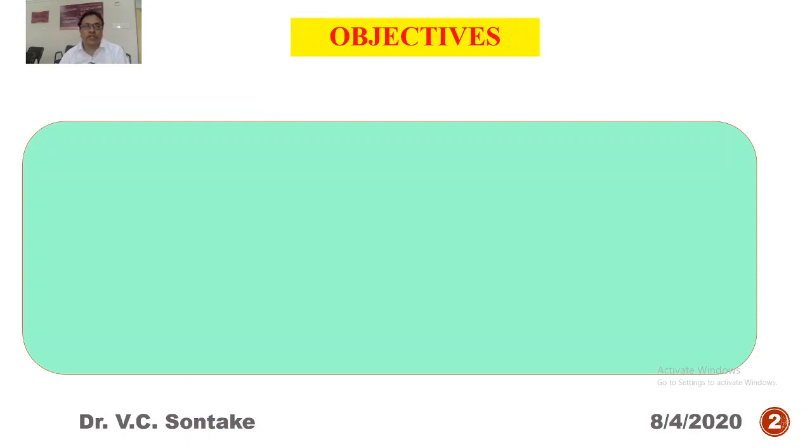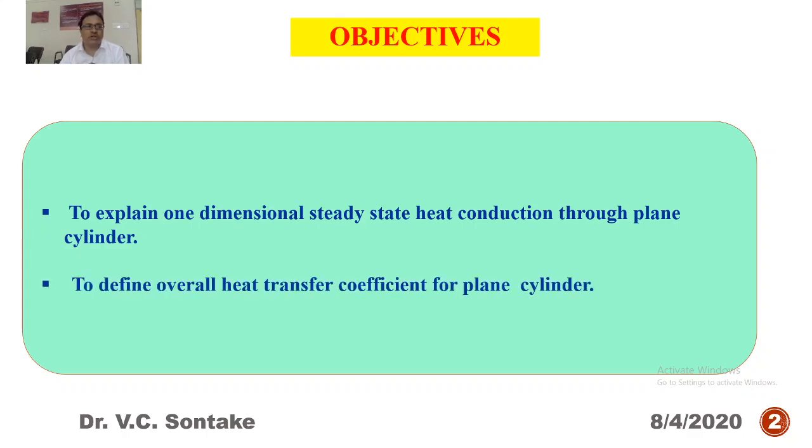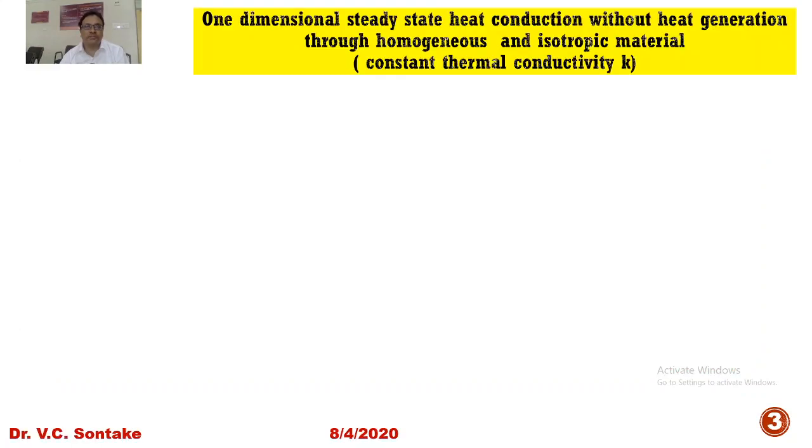Following are the objectives of this video lecture. Objective 1 is to explain one-dimensional steady-state heat conduction through a plane cylinder or cylindrical wall. And objective 2 is to define the overall heat transfer coefficient for this cylindrical wall.